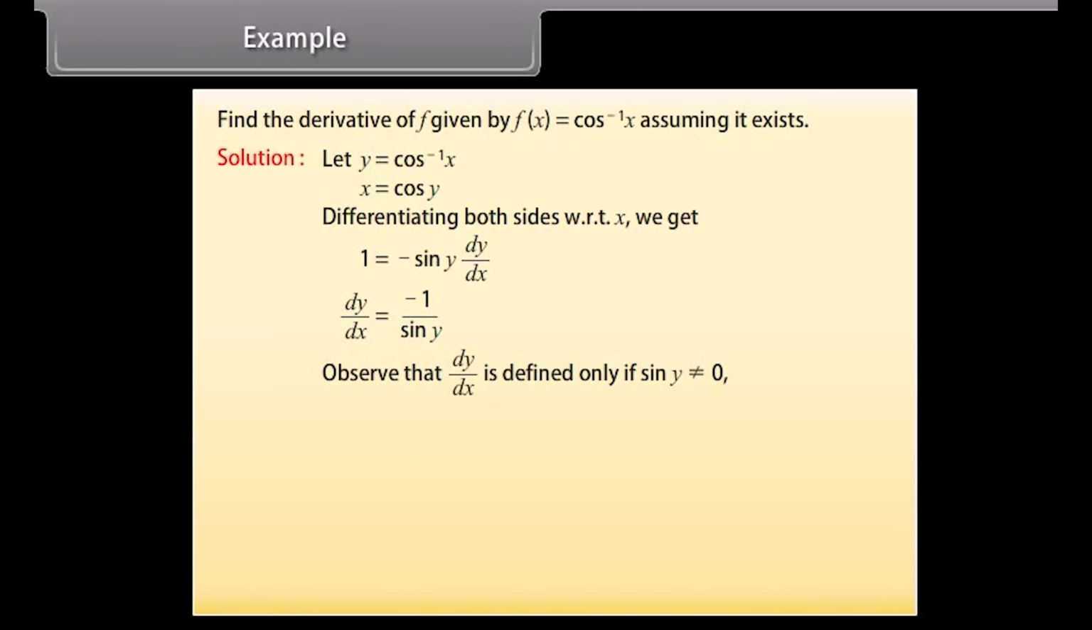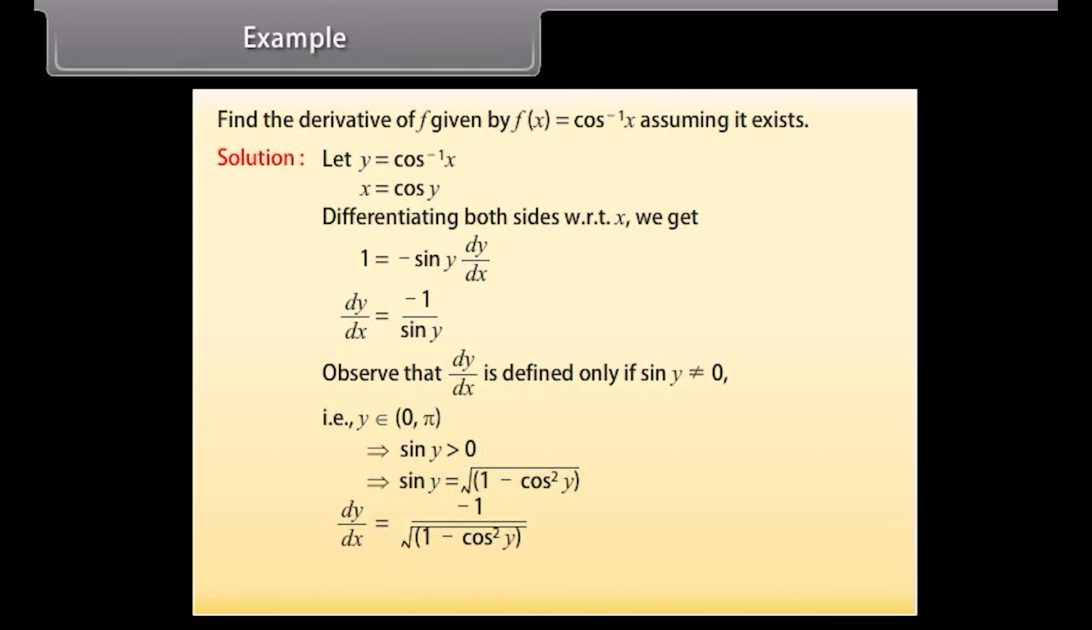Observe that dy by dx is defined only if sin y is not equal to 0. That is, y belongs to (0, pi). It implies sin y is greater than 0. It implies sin y is equal to square root of 1 minus cos square y. dy by dx is equal to minus 1 by square root of 1 minus cos square y, which is equal to minus 1 by square root of 1 minus x square.